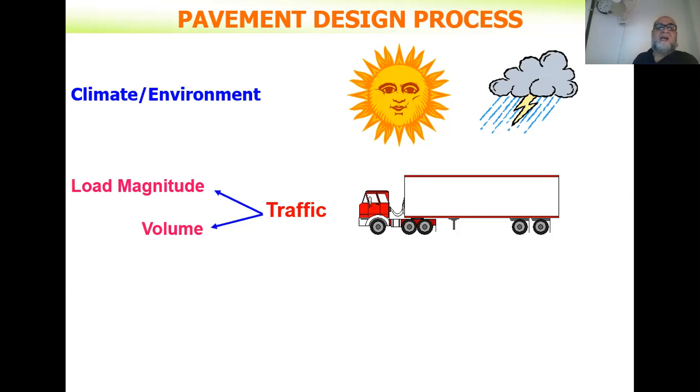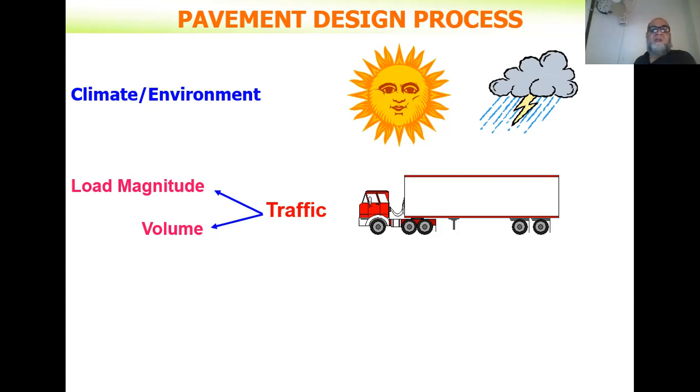So what is the pavement design process? The pavement is highly influenced by the climatic and environmental conditions. Climatic means the temperature, as well as the rain and the moisture, and the moisture can be in the form of ice and snow as well. It's not always the rain, because ultimately that snow melts, and it is also moisture that has to be resisted by the pavement.